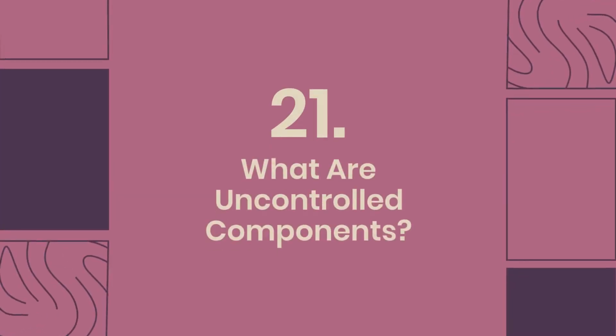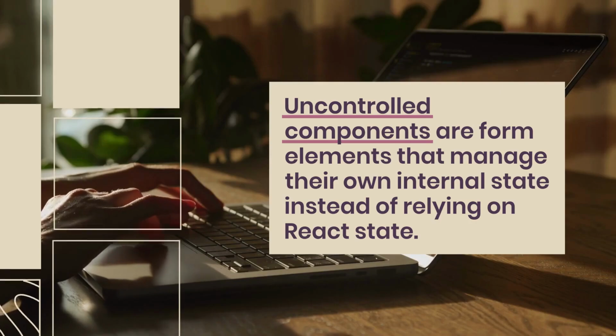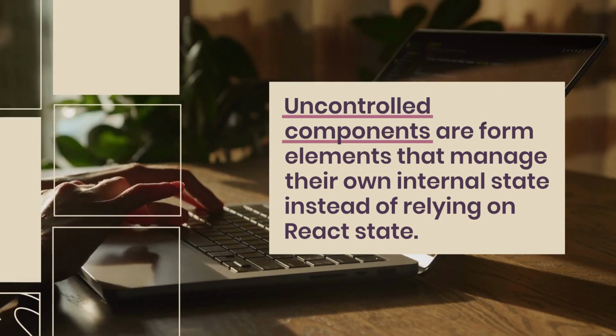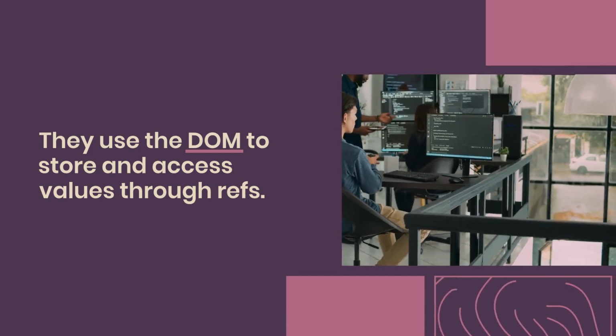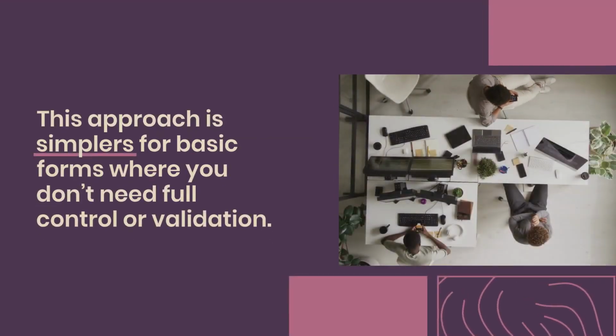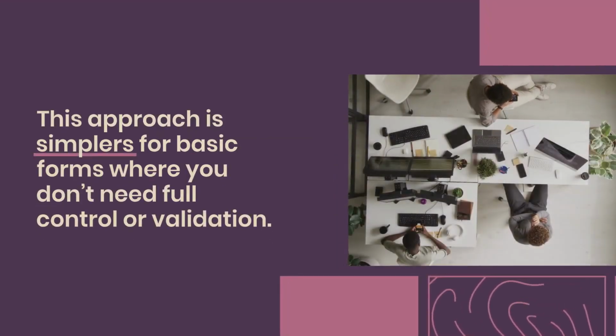21. What are uncontrolled components? Uncontrolled components are form elements that manage their own internal state instead of relying on React state. They use the DOM to store and access values through refs. This approach is simpler for basic forms where you don't need full control or validation.